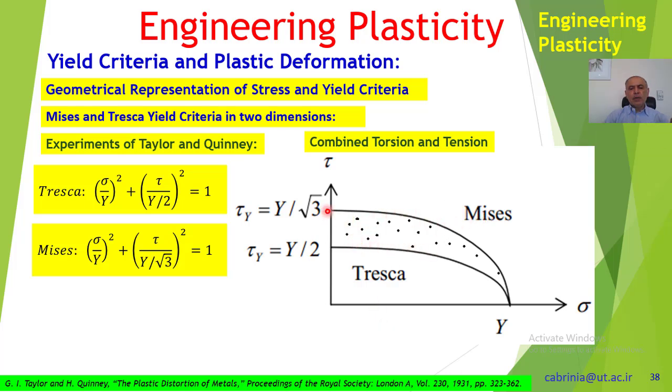And so this is the theoretical one, this is the theoretical one, and these are the experimental ones. So you can see the experimental points are between Tresca and Mises, and generally we say that Tresca is very conservative and Mises is more realistic. So that's why the points are situated here. It very much depends on the material as well.